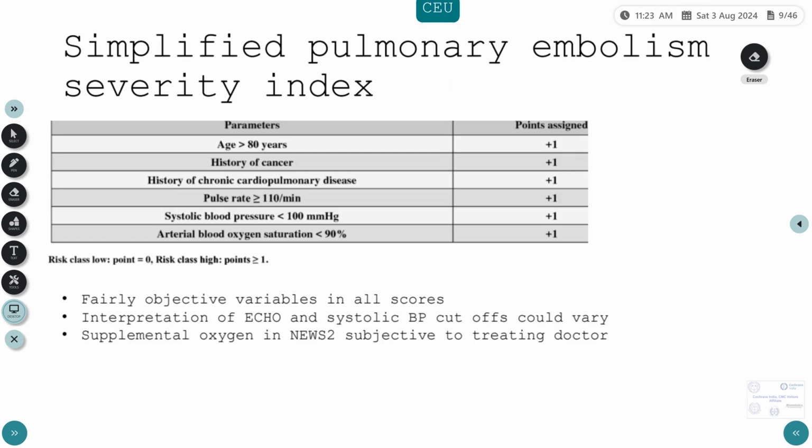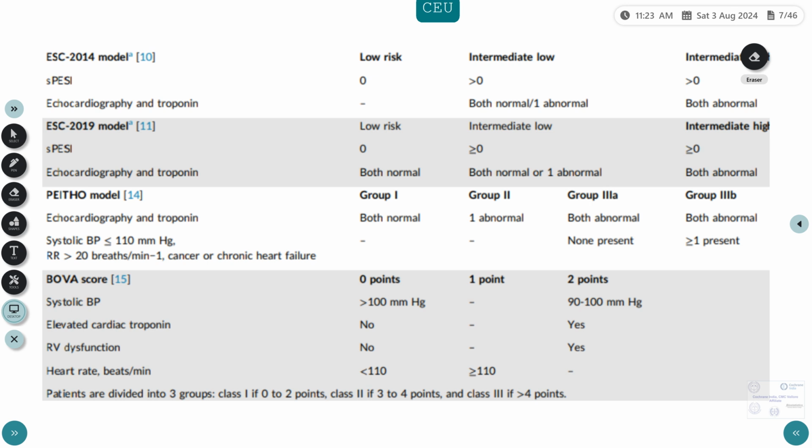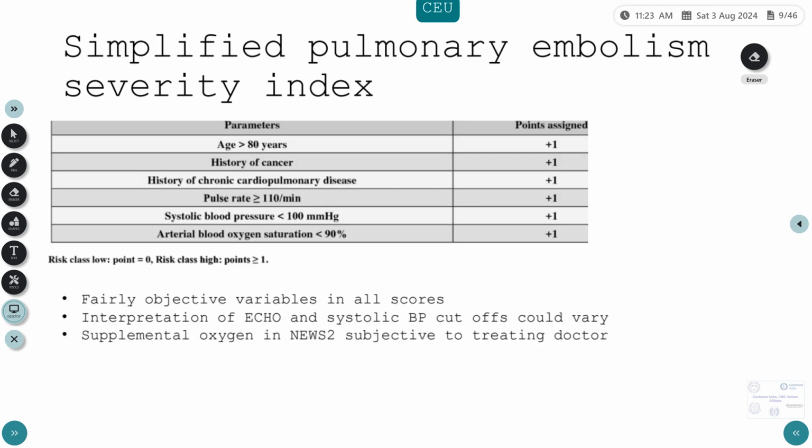Now in the ESC model we saw that there was a simplified pulmonary embolism severity index, and the components in that are these: age, history of cancer, history of chronic cardiopulmonary disease, pulse rate, systolic blood pressure, and arterial blood oxygen saturation. Based on these, we can classify patients into a low or a high risk group. That is what is used in the ESC.